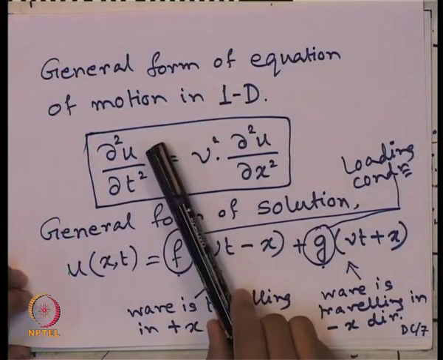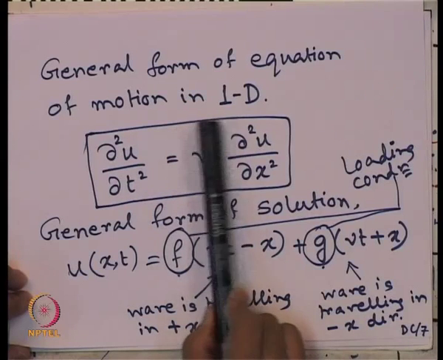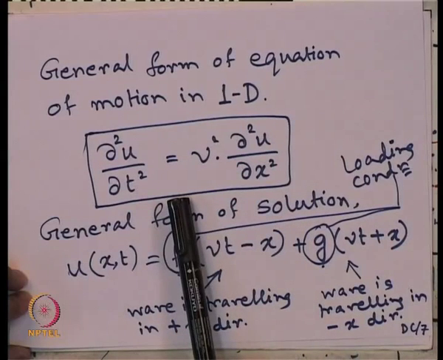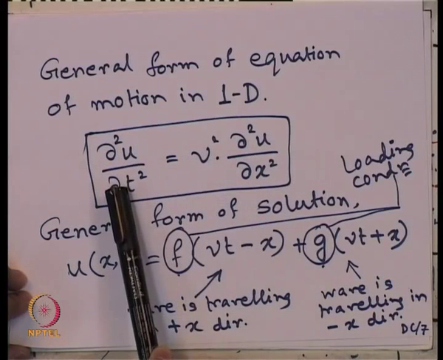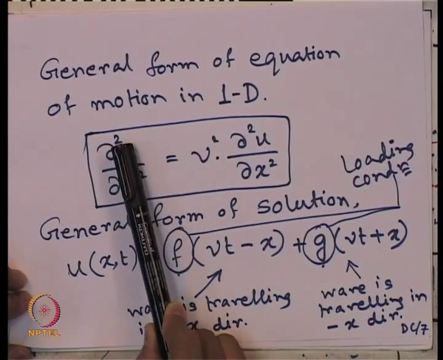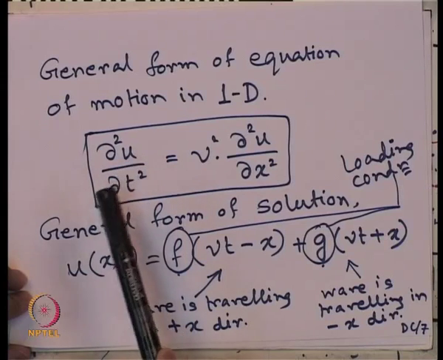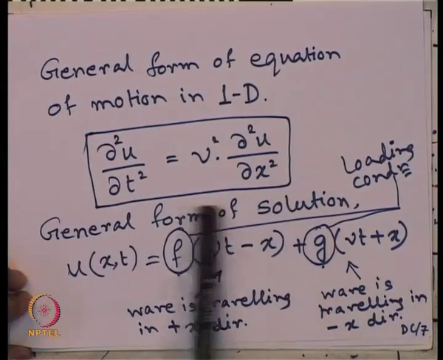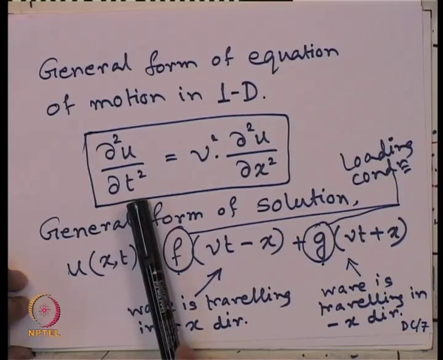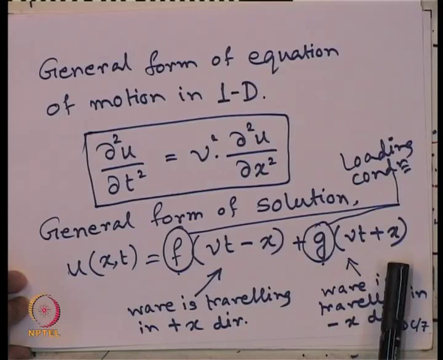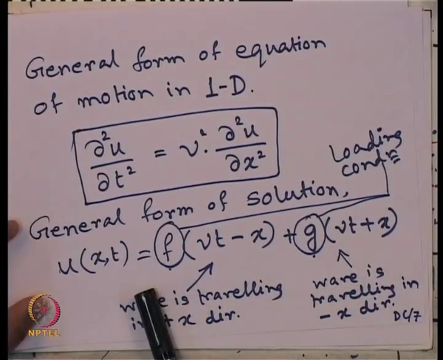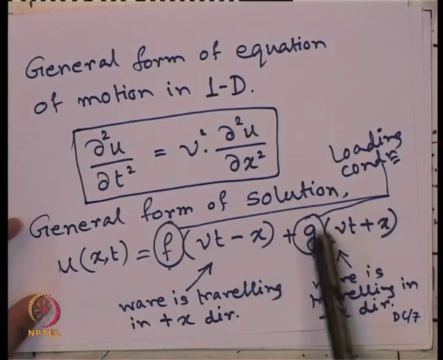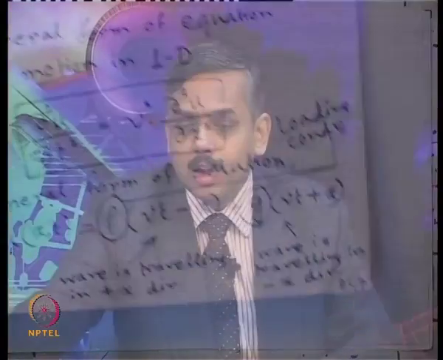So, the general form of governing equation of motion for any wave traveling in one dimension can be represented by this equation. For longitudinal wave it will be Vp, for torsional wave it will be Vs, and the corresponding displacement is u for longitudinal wave and theta, the rotational component of displacement, for torsional wave. For this type of governing equation of motion, we have the general form of solution expressed in this format. Again, we can get a particular solution depending on the loading condition, so these functions depend on what type of load is applied to the system.